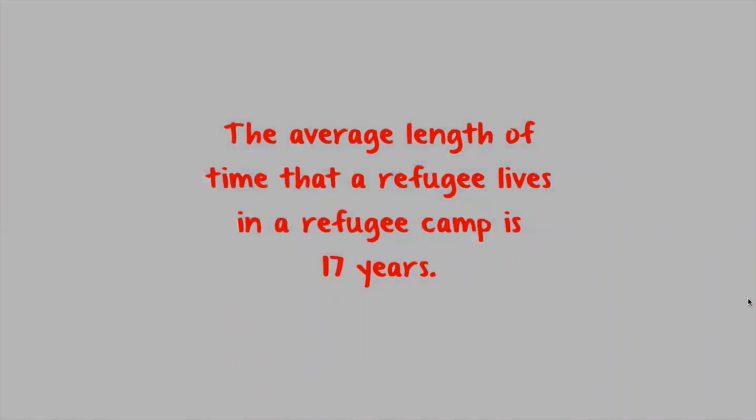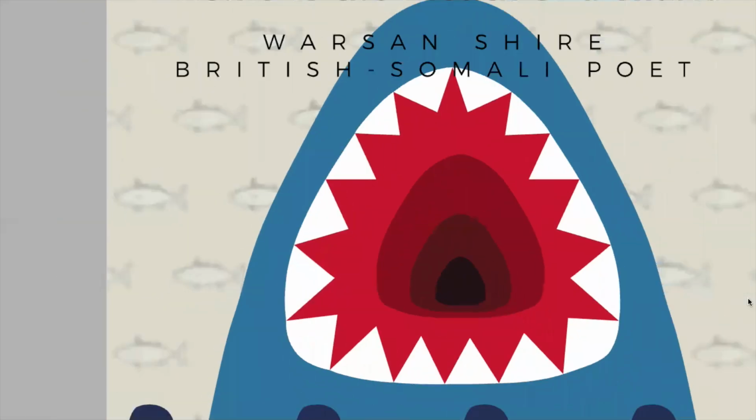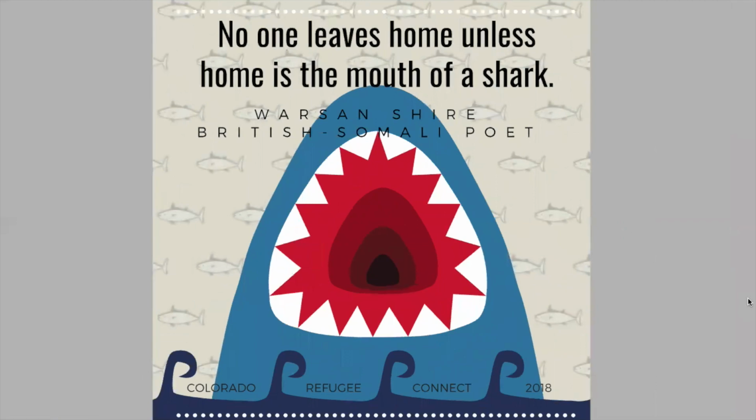The average duration a refugee spends away from his or her country before he or she is able to return is 20 years. Prior to upheaval, most refugees had no desire to leave their home countries. In fact, this process can be very traumatic. As one saying goes, no one leaves their home unless their home is the mouth of a shark.